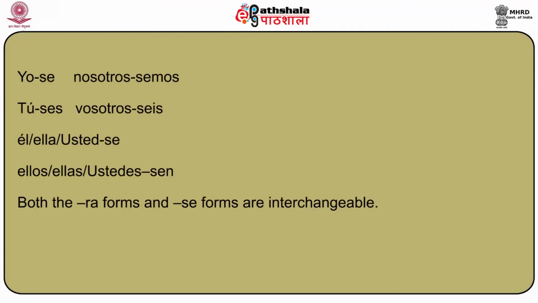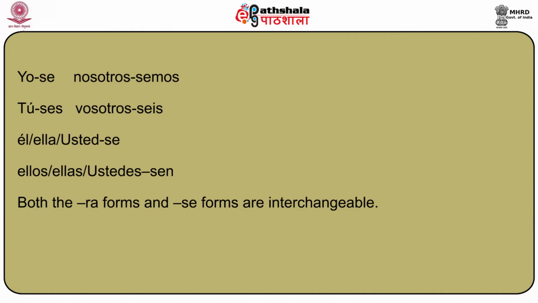It is important to note that the imperfect subjunctive has another possible conjugation pattern as well. These alternate imperfect subjunctive endings are, for first person yo, se. For tú, it is ses. For él, ella, usted, it is again se. For nosotros, it is semos. Vosotros, it is seis. Ellos, ellas, ustedes, it is sen. It should be noted that both the ra forms and the se forms are interchangeable without any change in meaning.